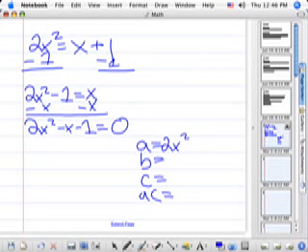the AC method. A is just 2. That's right. A is 2. B is negative 1. And what's C? C is negative 1. So A times C is negative 2. Two numbers that multiply up to negative 2. So you're looking for a positive and a negative, and they have to add up to negative 1. Did you find? Negative 2 and positive 1.